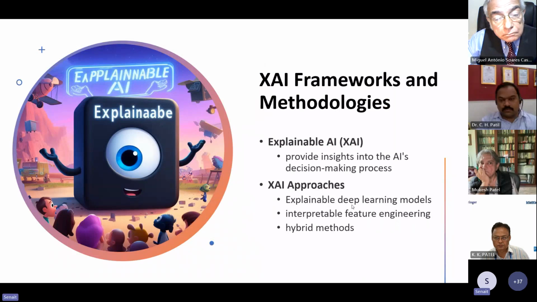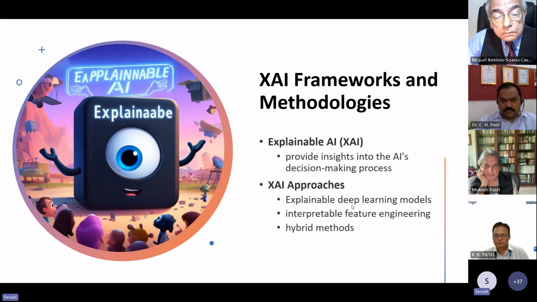XAI represents a paradigm shift in AI development, focusing on creating models that are not only accurate but also transparent and interpretable. So let's explore some of the key approaches in XAI. At its core, first, we have explainable deep learning models.